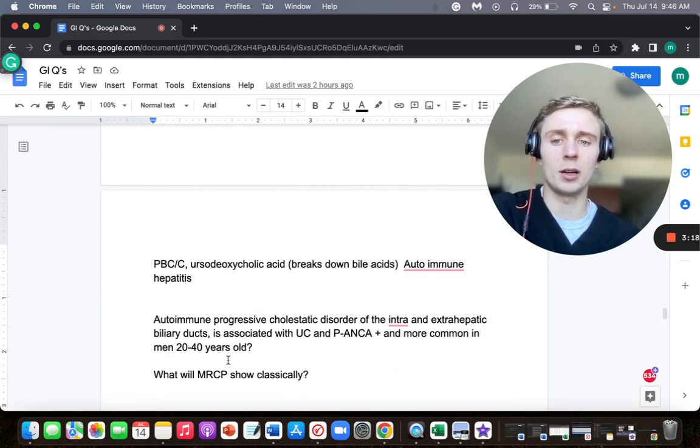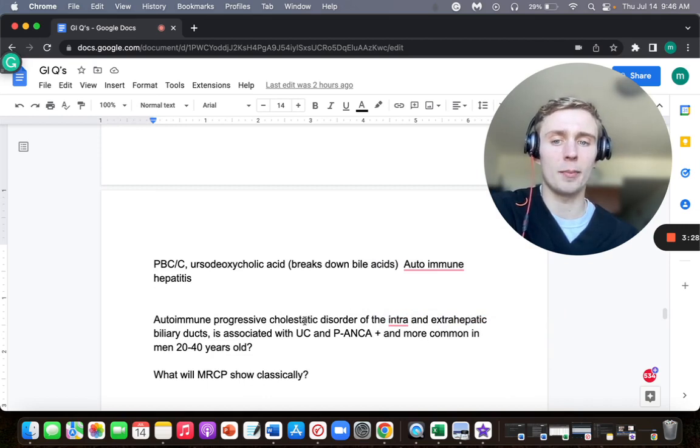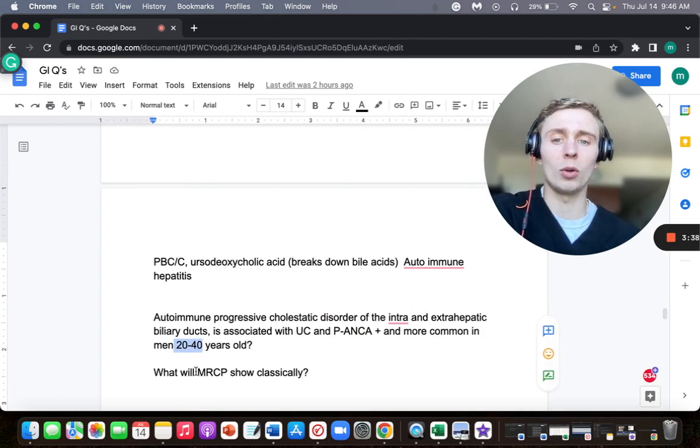And its counterpart, an autoimmune progressive cholestatic disorder of the intra and extrahepatic ducts. So remember, PBC was just intra. So this is intra and extrahepatic ducts, associated with ulcerative colitis and a P-ANCA, and is more common in men 20 to 40 years old. What is this? What will MRCP show classically in this condition?